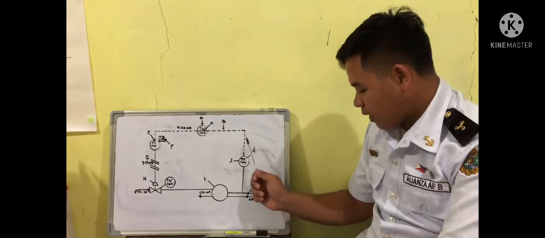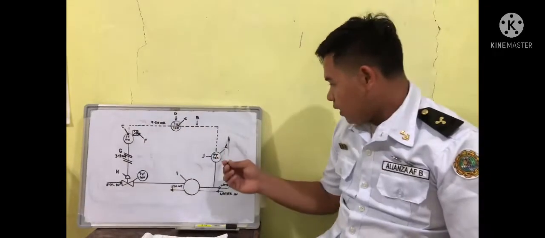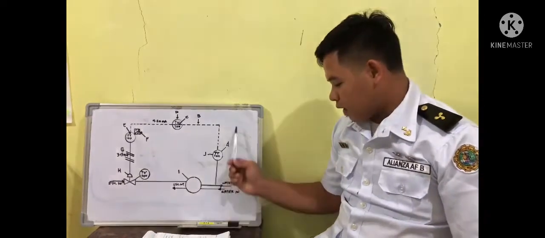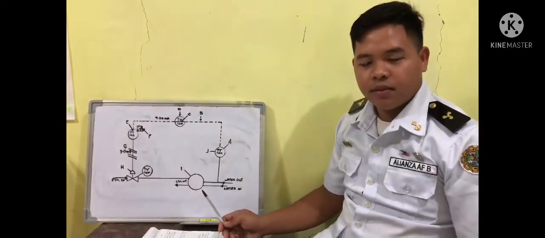Letter B represents the electrical signal. It is a voltage or current that conveys information.